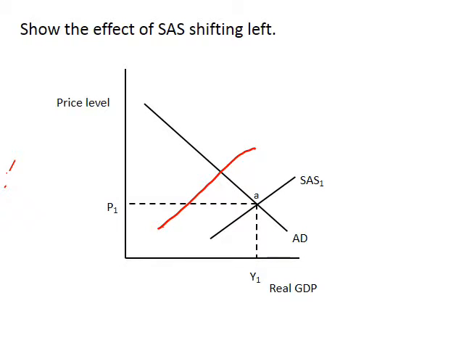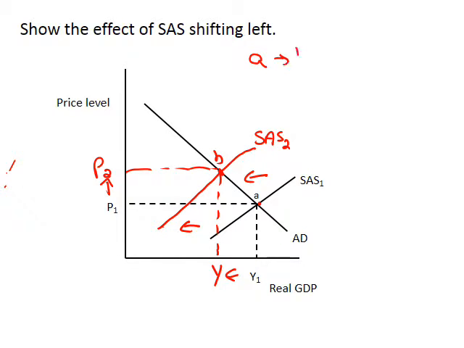This is supposed to be a straight line, my apologies. We have SAS2, we have Y2, so output is down, and we have P2, so the price level is up. So as we move from point A to point B, inflation is up, and unemployment is up. So no longer is there an inverse relationship, we have both of them increasing.